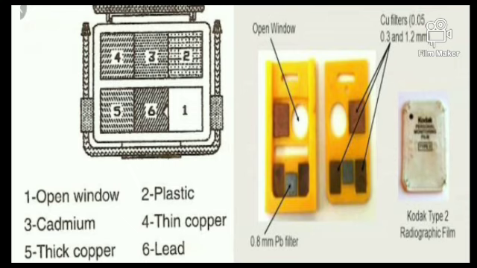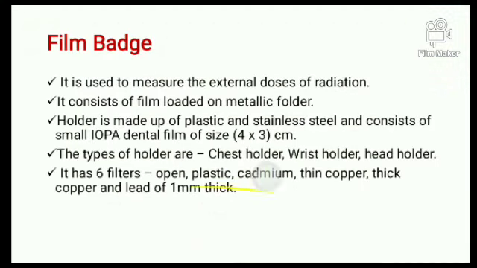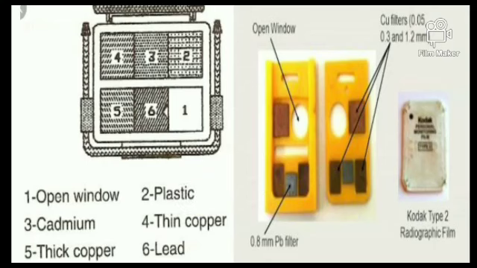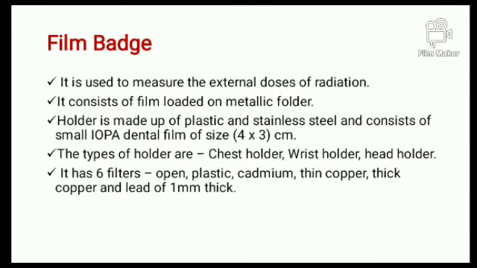Next thing is, this film badge is having six filters. First one is the open window, and the open window doesn't have any kind of filter. Next we are using plastic, and plastic is mainly to measure the beta rays. Next we have cadmium, mainly to record the thermal neutrons. We have thin copper and thick copper to record gamma radiations, and lead to record the X radiations. Keeping in mind, the thickness of each filter is 1 mm, and only the thick copper and thin copper have a thickness of 0.15 mm.